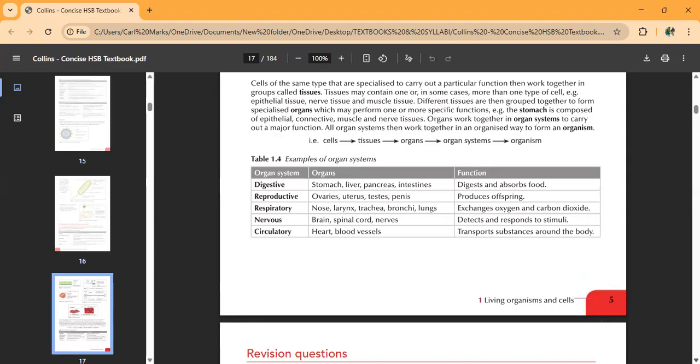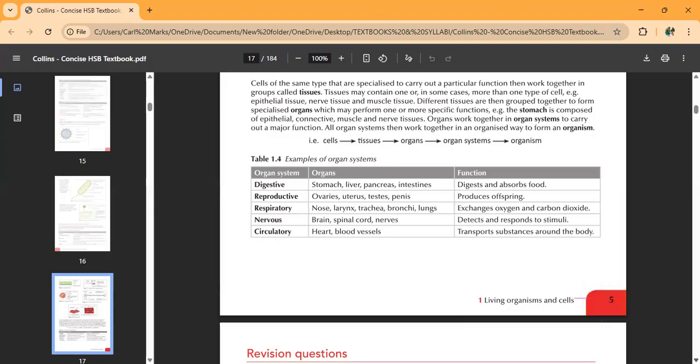So digestive system, we have the stomach, liver, pancreas, intestines, and these help with the digesting and absorption of food. Reproductive systems, in females, we have the ovaries and the uterus. Males, we have testes and the penis. These produce offspring. Respiratory system, we have the nose, larynx, trachea, bronchi, lungs. Later, you're going to learn where these parts are located. Basically, the respiratory system is there for the exchange of oxygen and carbon dioxide.